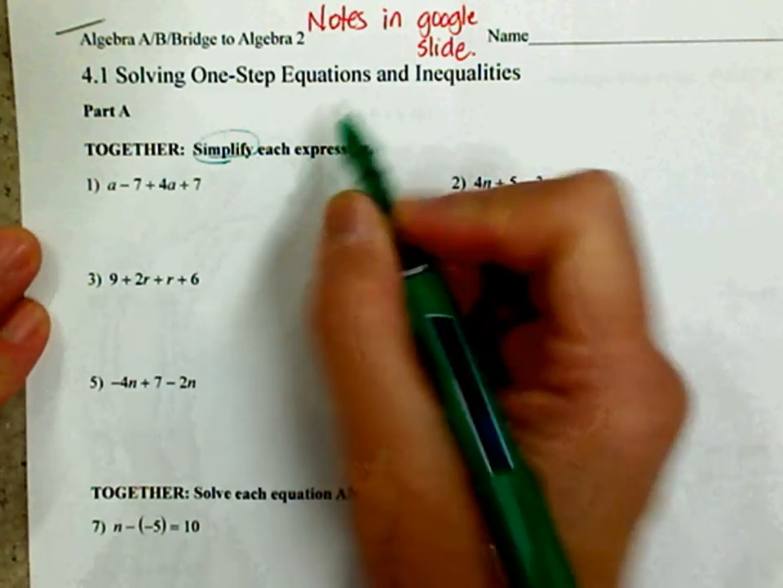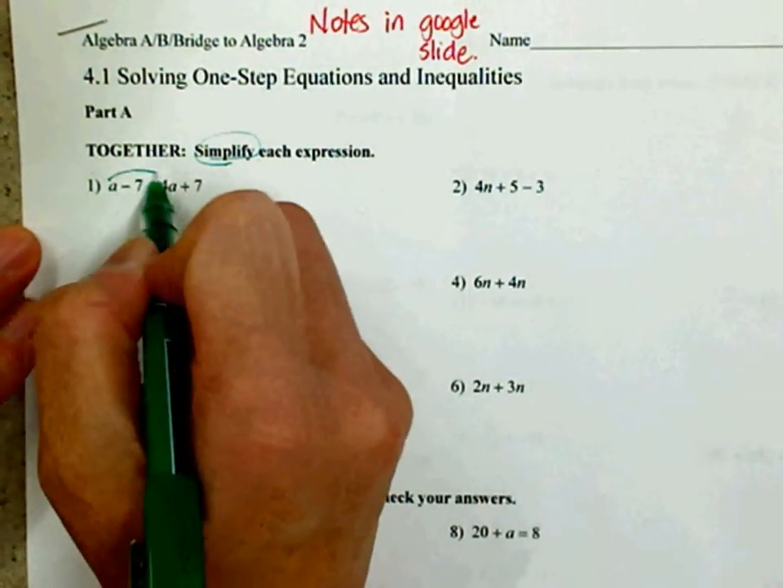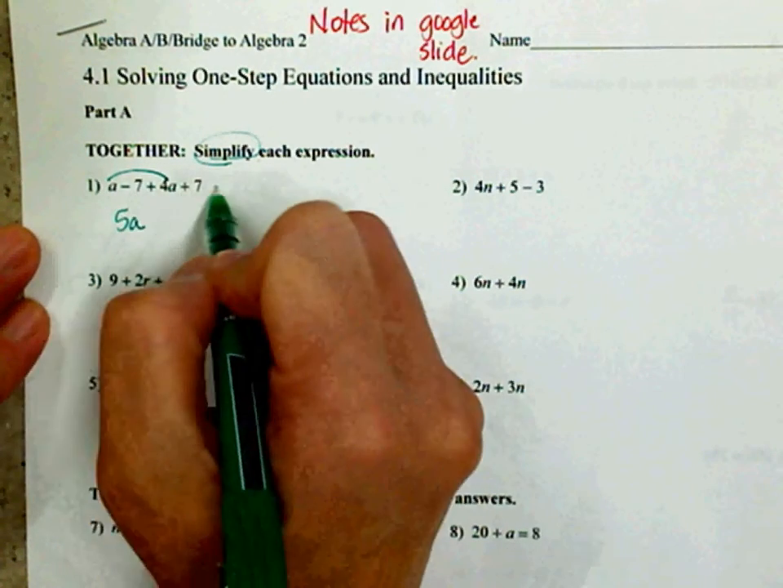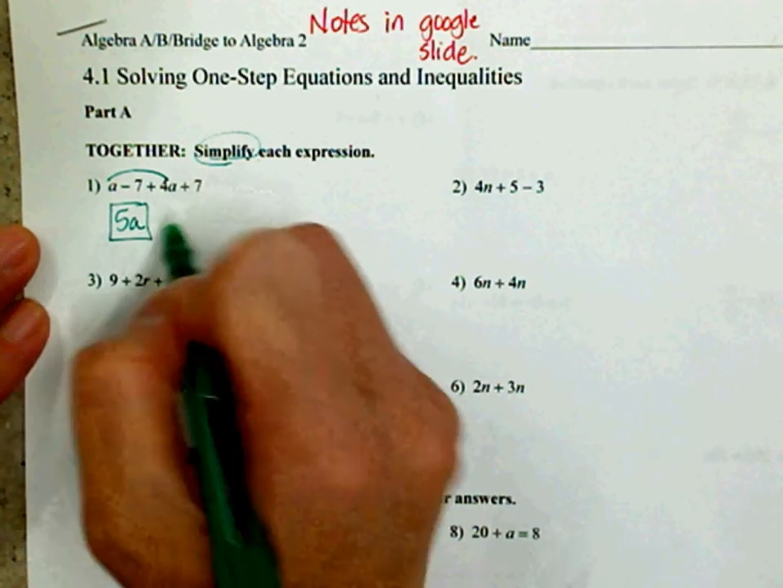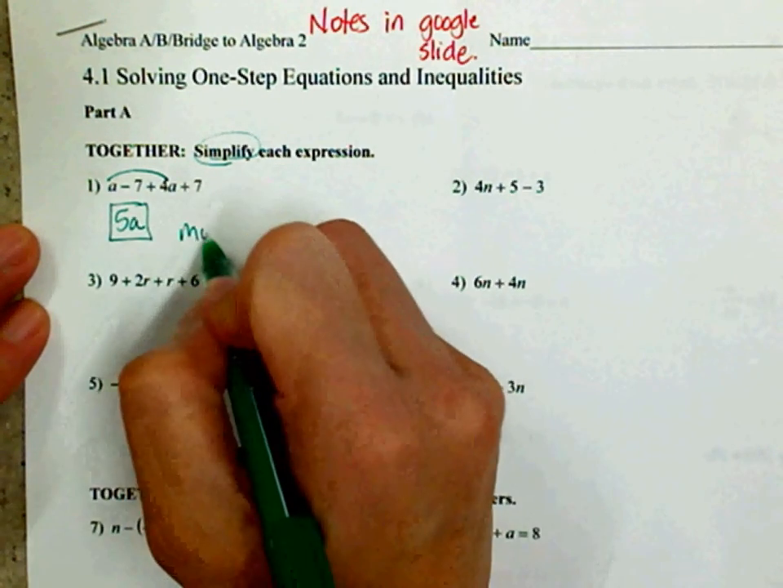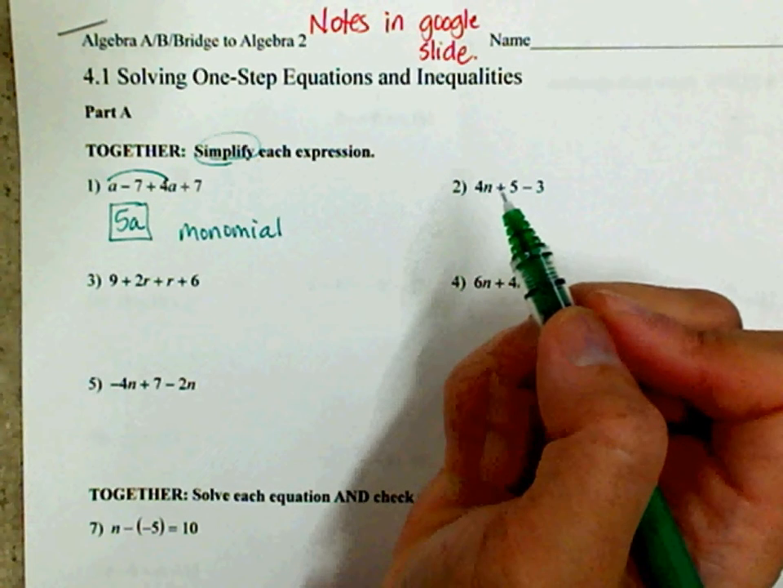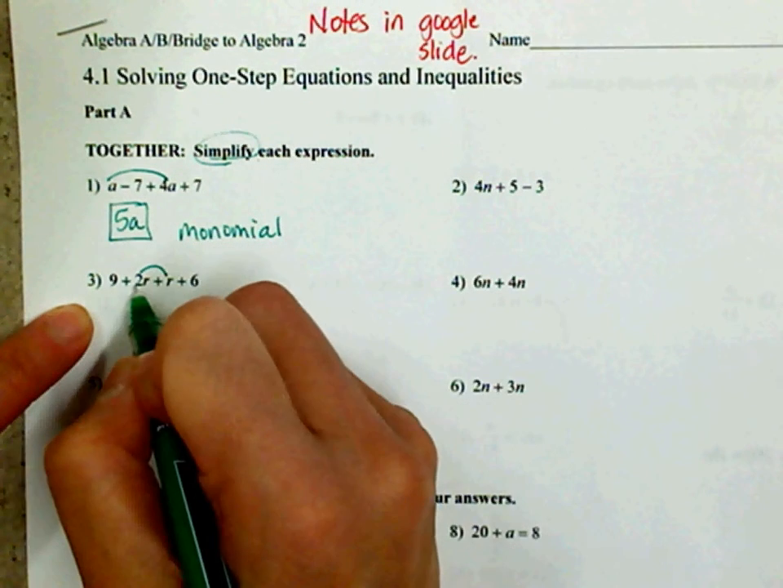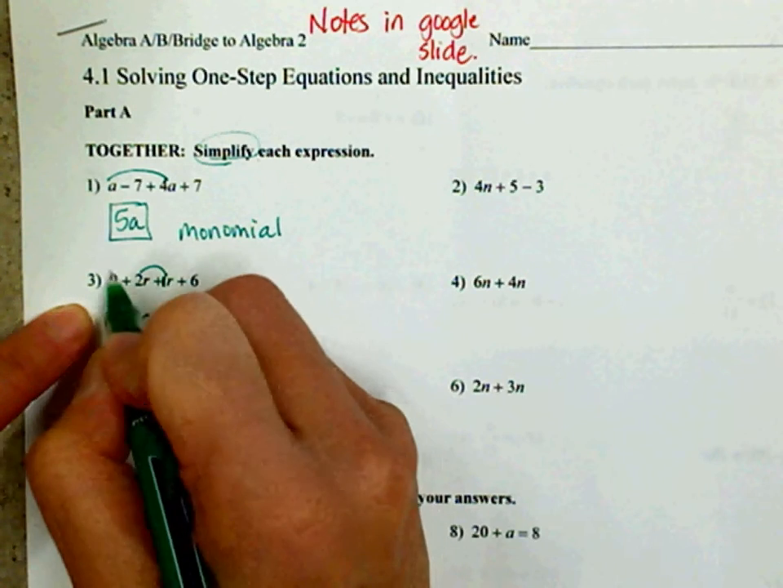Simplify each expression. Notice none of these have an equal sign, so all you have to do is add like terms. A plus 4a is 5a. Negative 7 plus 7 is 0, so you don't have to write the 0. Now notice you have one term, and the word we use for that is monomial. Monomial.